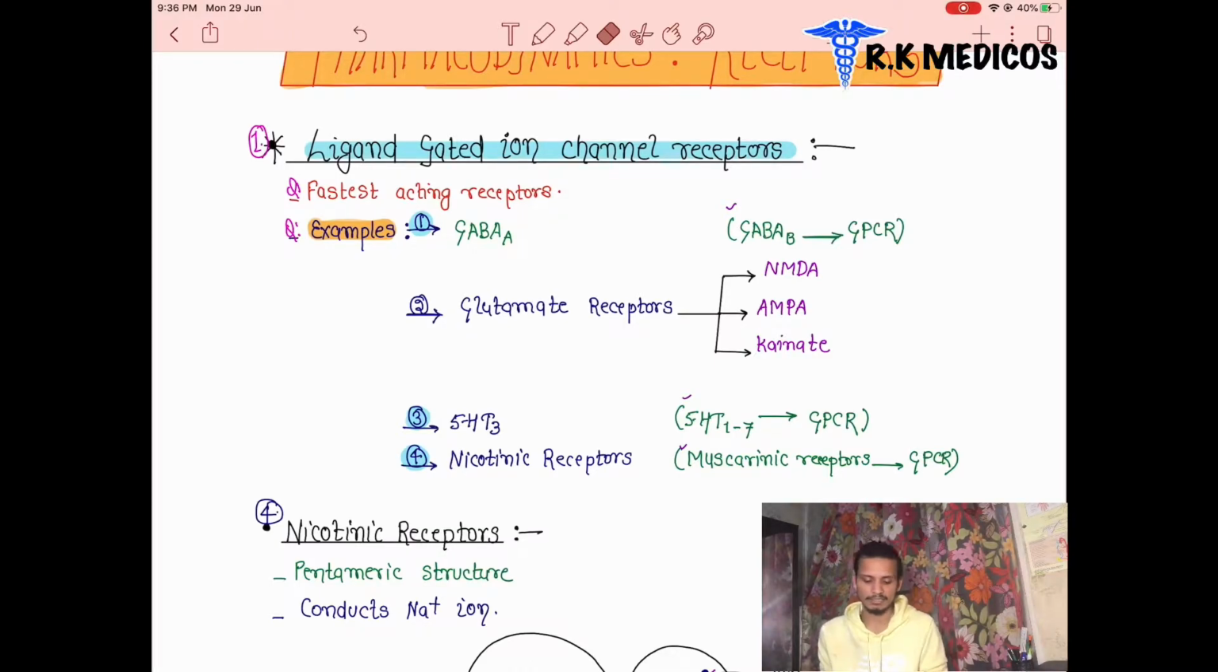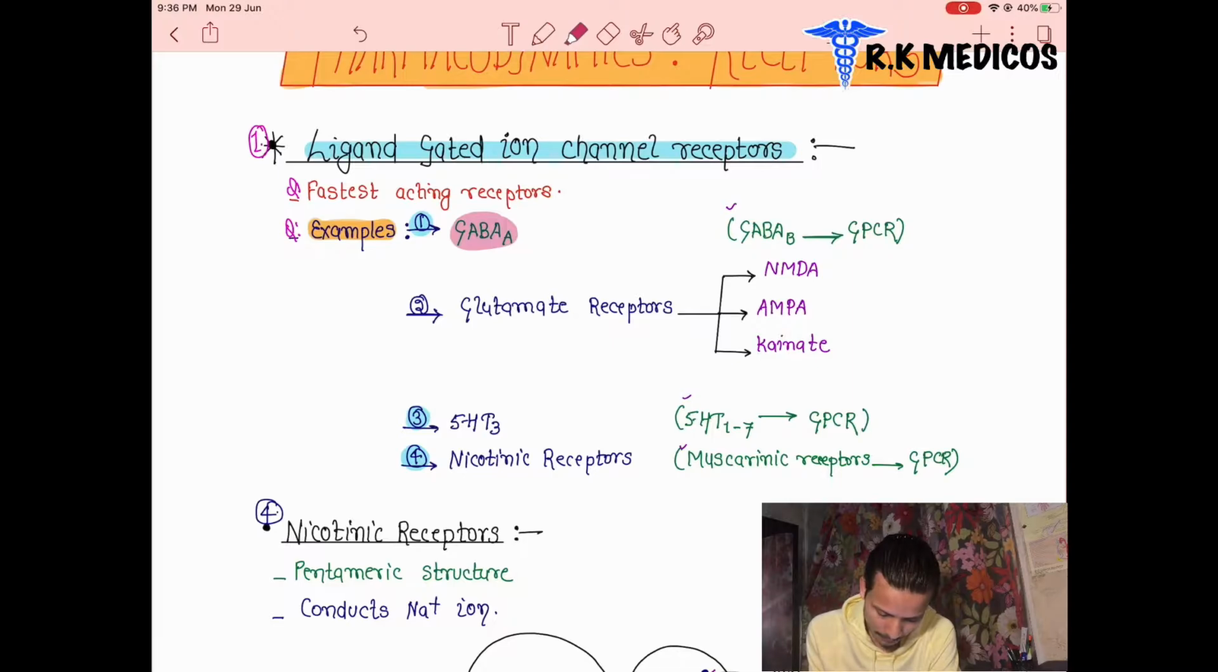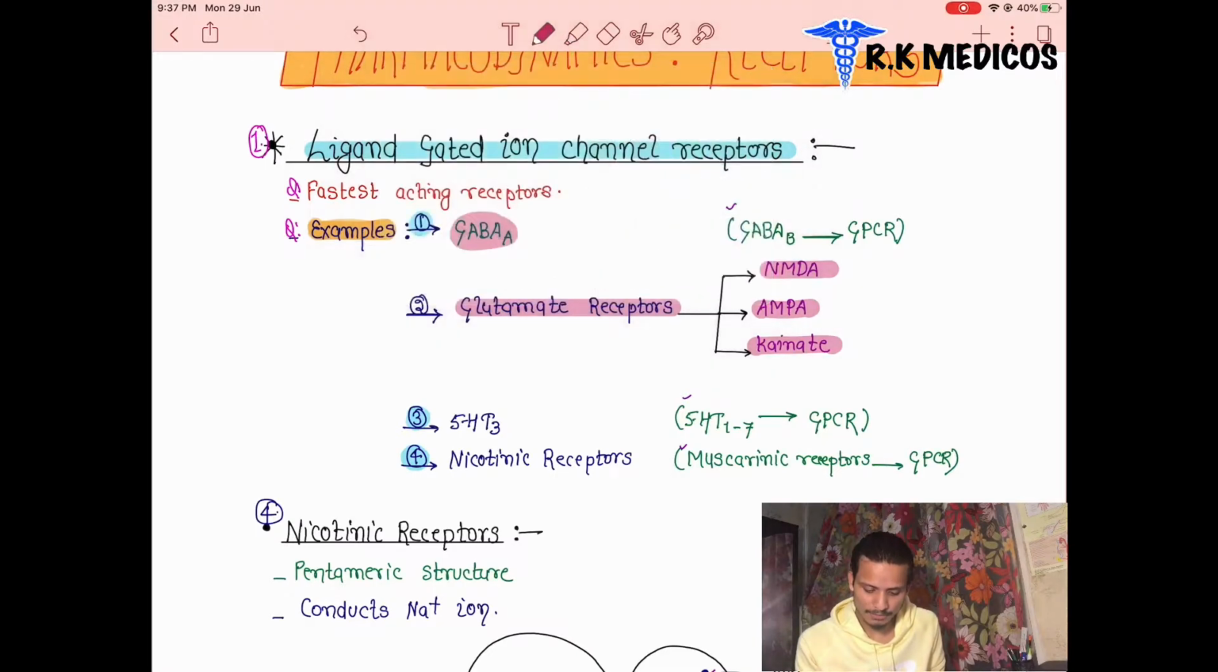Ligand gated ion channels. That's why the first one we discussed is GABA A. GABA A is only ligand gated. And glutamate receptors. Glutamate has three types of receptor: NMDA receptor, AMPA receptor and kainic acid or kainate receptors. There are three types of receptor, for which neurotransmitter?